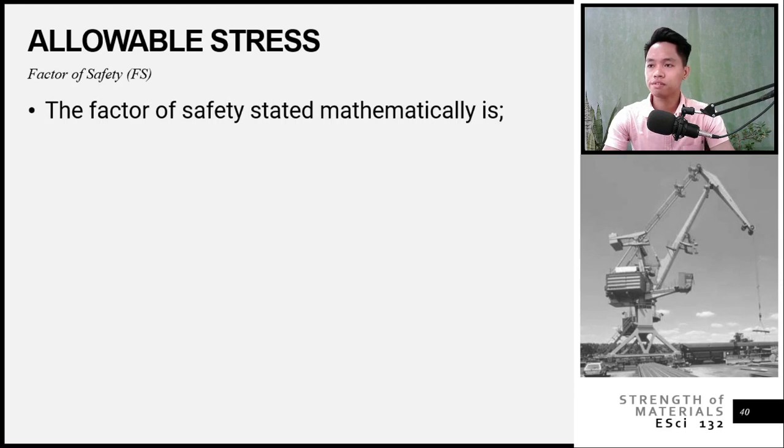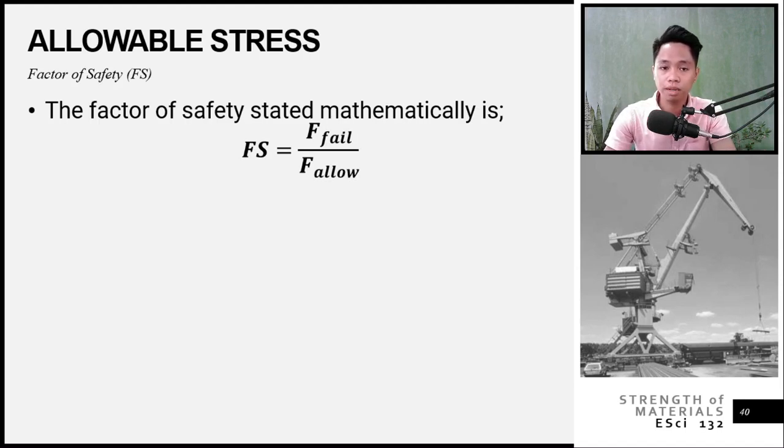The factor of safety, stated mathematically, is equal to your failure force over the allowable force. Meaning at that specific force, the structure fails. Failure force would be equivalent to your maximum force. If you go beyond the failure force, the maximum force, you fail. Alright? Now, what is your allowable? It means the allowance that was set, alright?